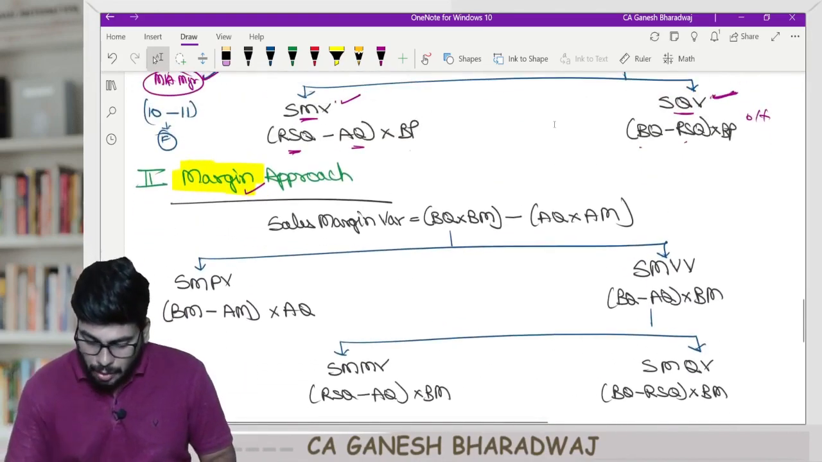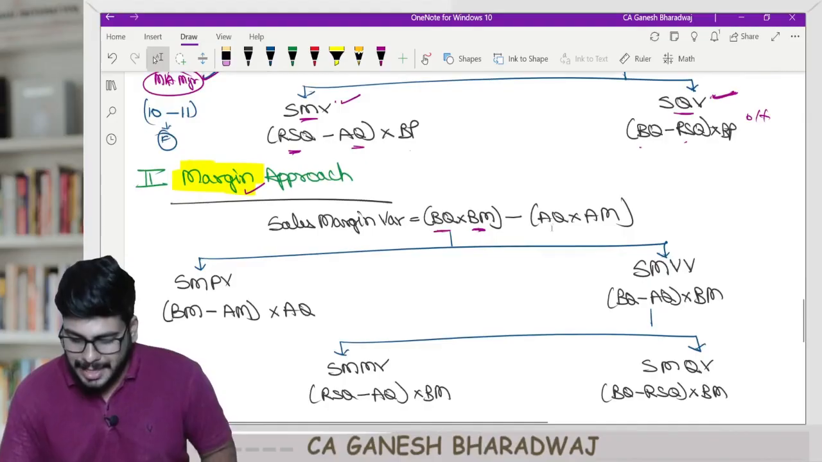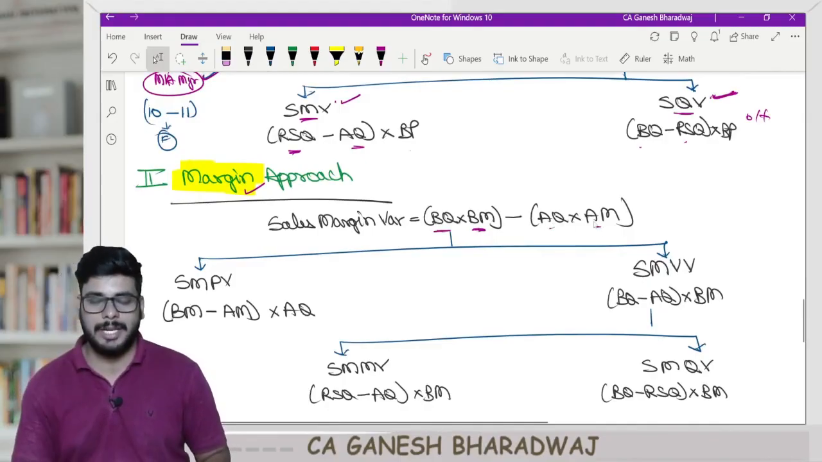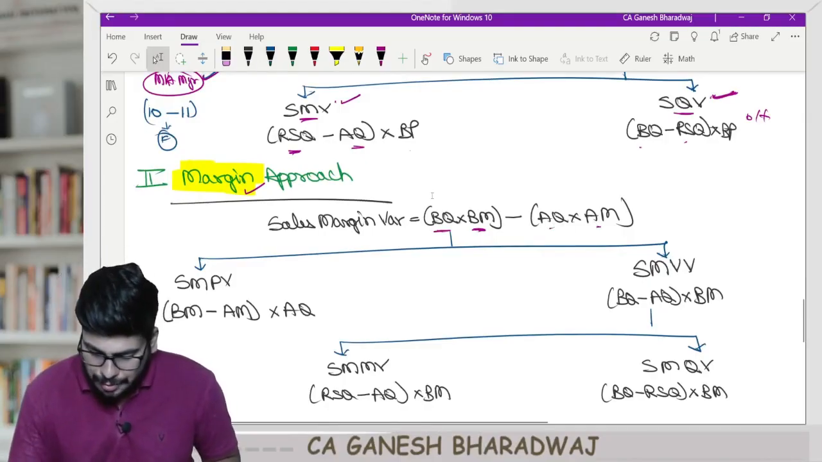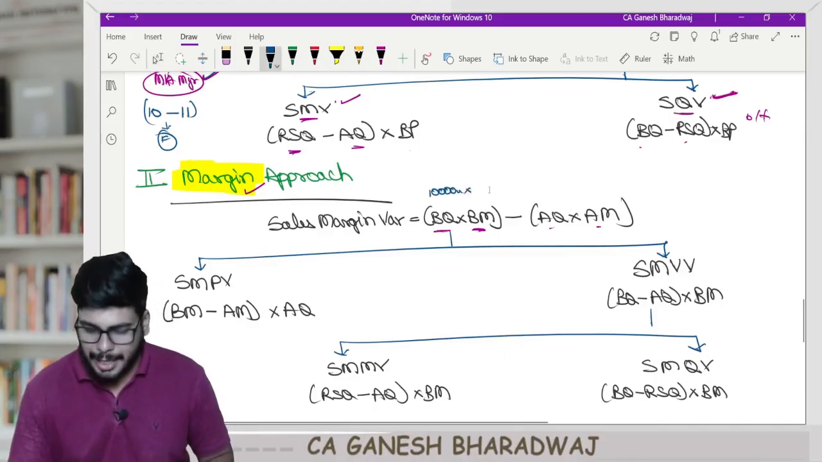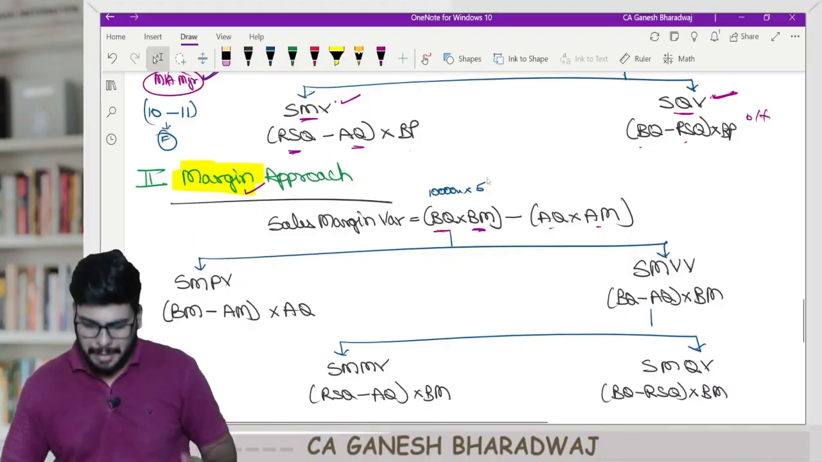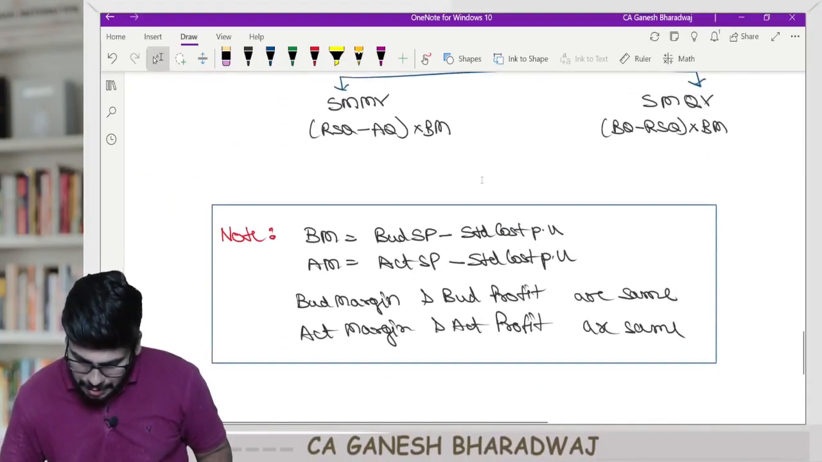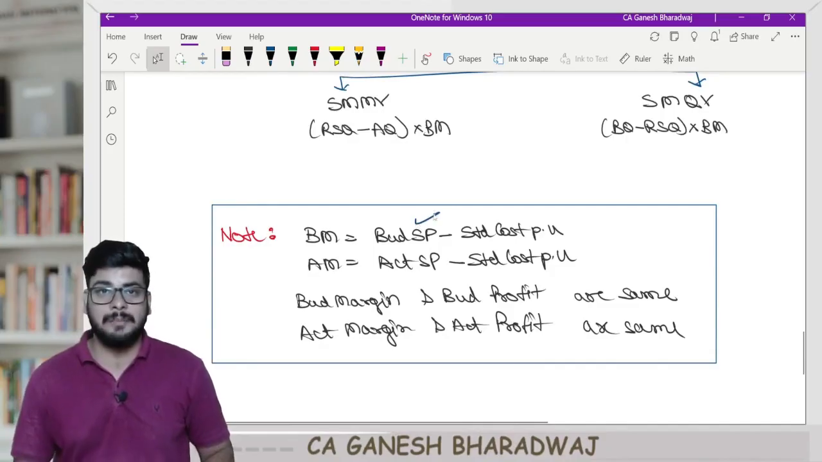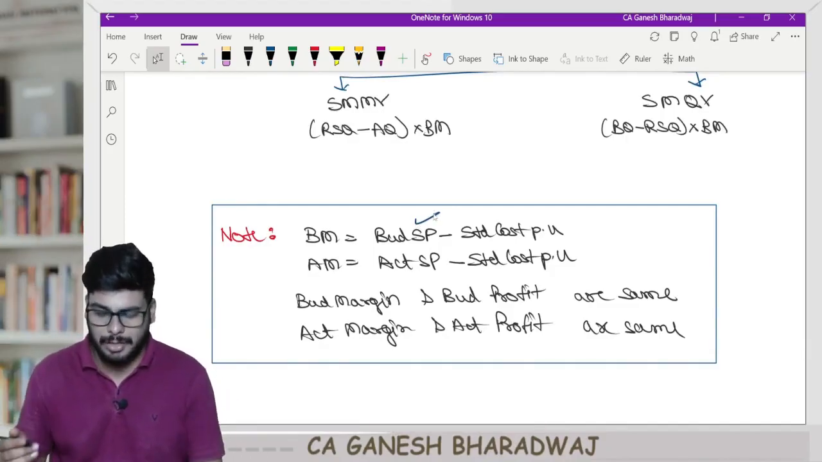Here it says what sales margin variance is budgeted quantity into budgeted margin minus actual quantity into actual margin. For example, I was planning to sell 10,000 units, and every time I sell a unit, I know that I will be getting how much? I plan to earn a margin. What do you mean by budgeted margin? Look at this. Budgeted margin is nothing but the budgeted selling price minus the standard cost per unit, or in other words, the budgeted cost per unit. Are you clear with this, guys?